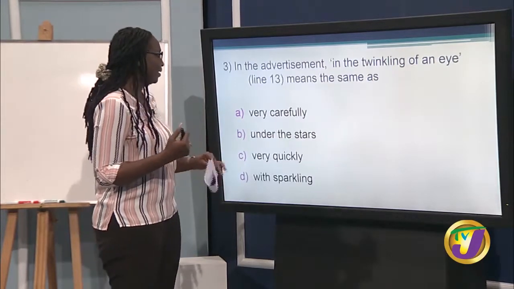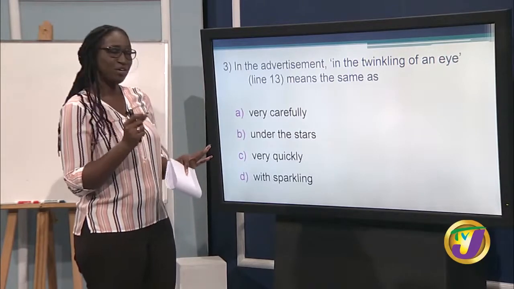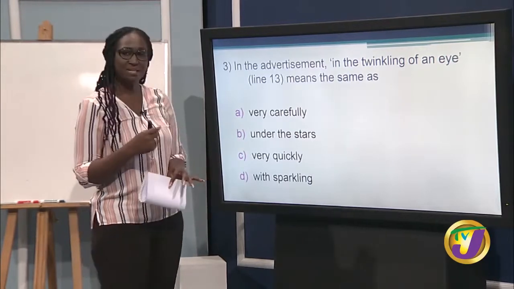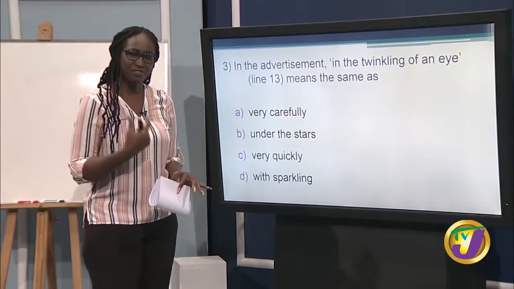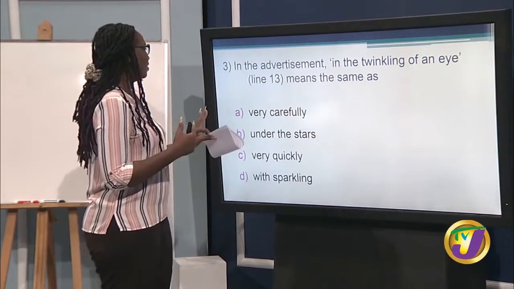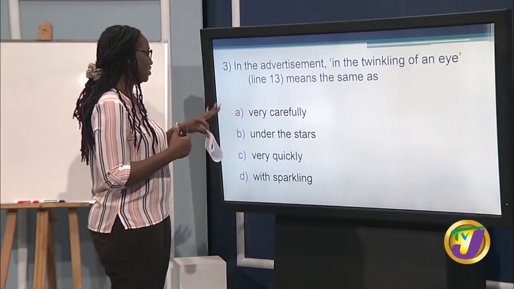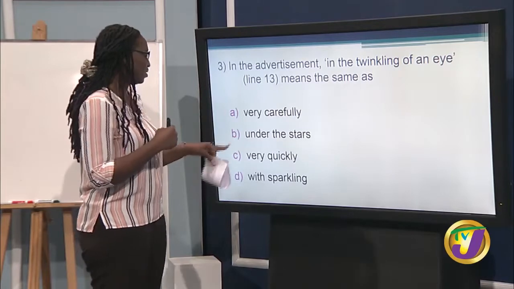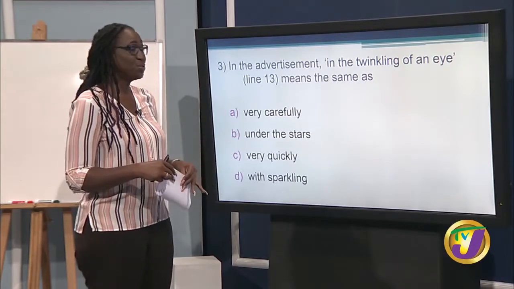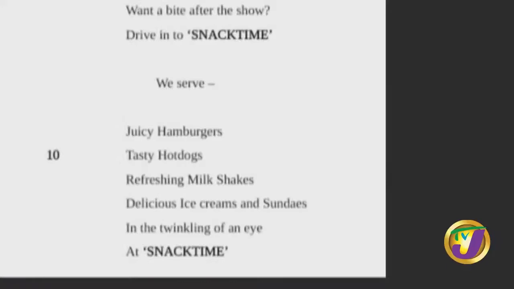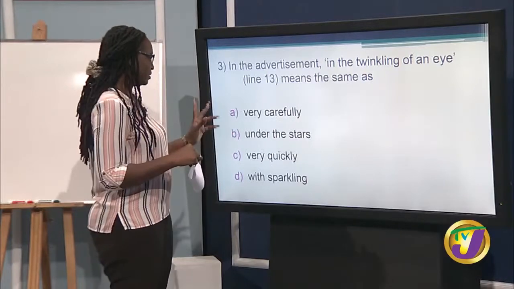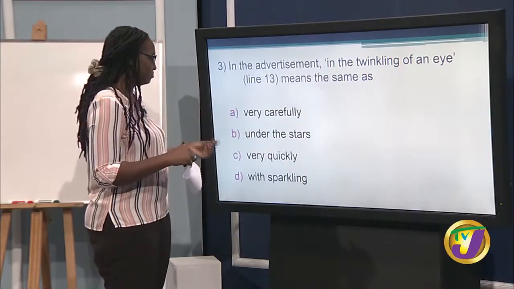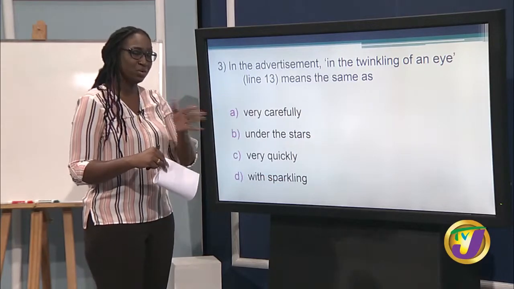All right. Next one. In the advertisement, in the twinkling of an eye, and that's in line 13, means the same as what? So think about that expression. You might have heard it before. In the twinkling of an eye. Does it mean very carefully? Does it mean under the stars, twinkling stars perhaps? Does it mean very quickly, or does it mean with sparkling? Now, if you don't know the expression, this is going to cause you a bit of a problem, because what would you determine that particular expression to mean? Because stars twinkle, and this is saying sparkling, so that would lead you astray.